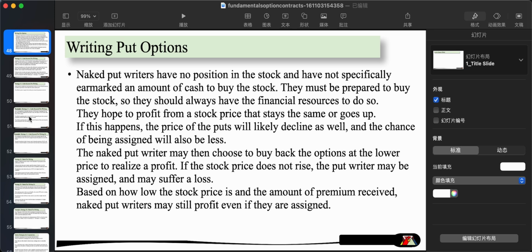If this happens, the price of the puts will likely decline as well, and the chance of being assigned will also be less. The naked put writer may then choose to buy back the options at a lower price to realize a profit. If the stock price does not rise, the put writer may be assigned and may suffer a loss. So based on how low the stock price is and the amount of premium received, naked put writers may still profit even if they are assigned.